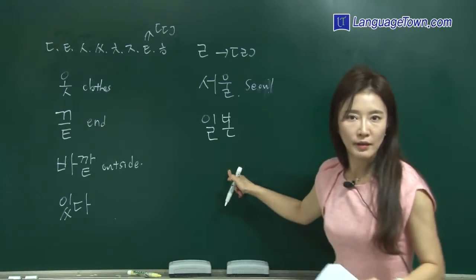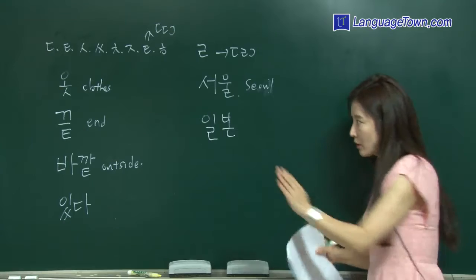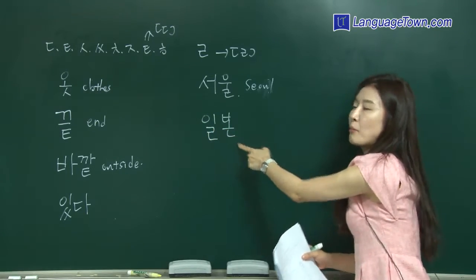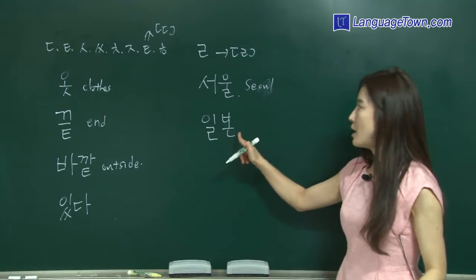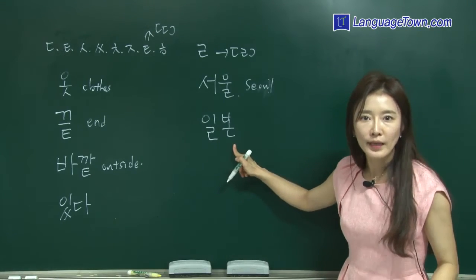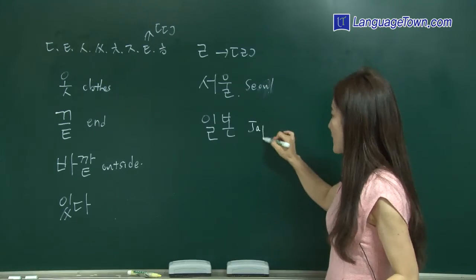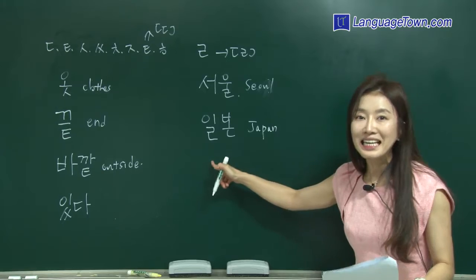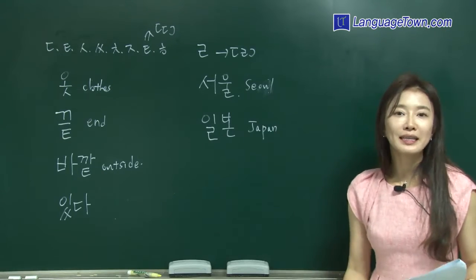What about this one? Good. 일본. What is it? Okay. Japan is 일본 in Korean. 일본. Try to repeat after me. 일본.